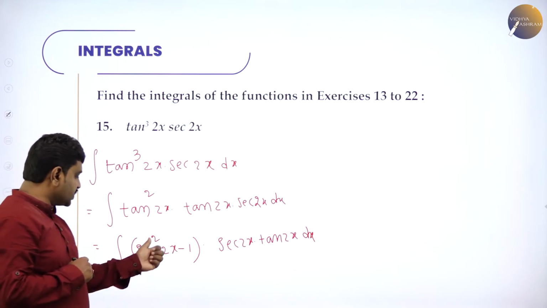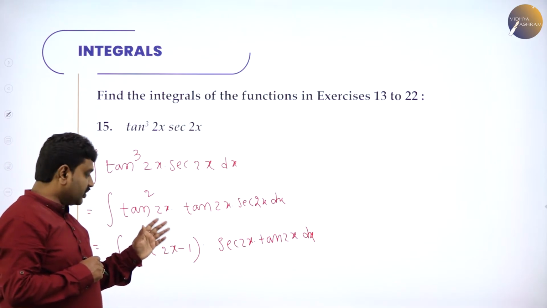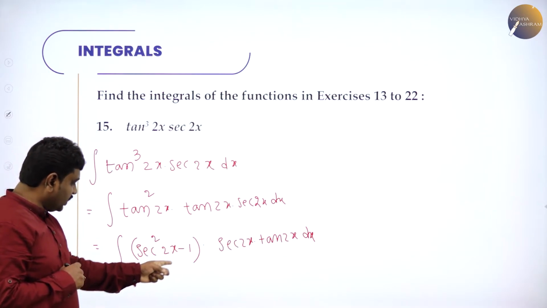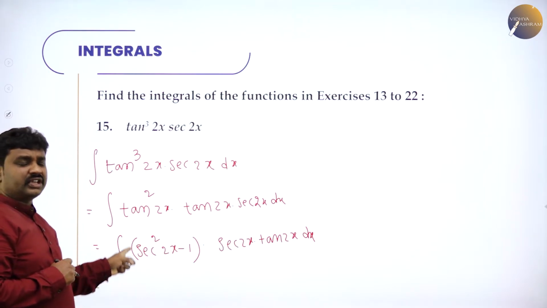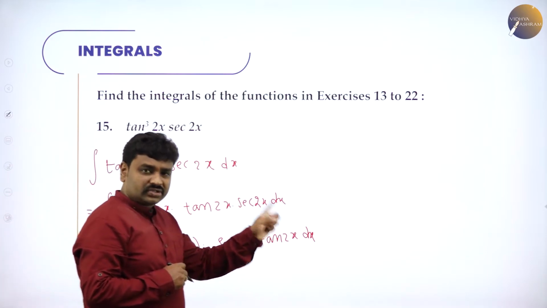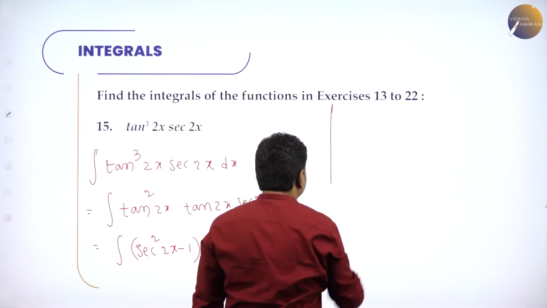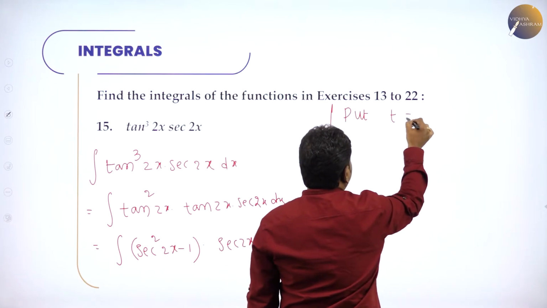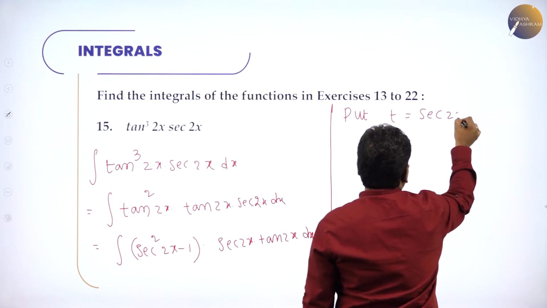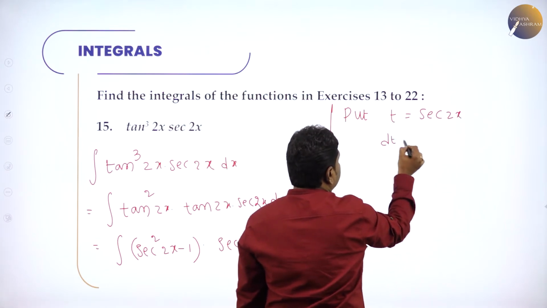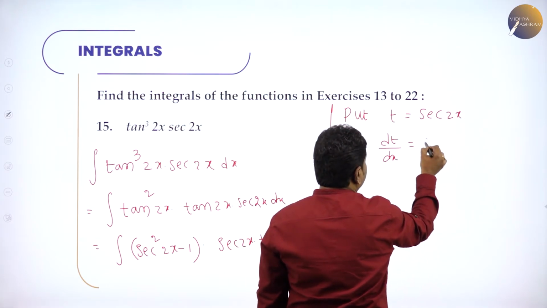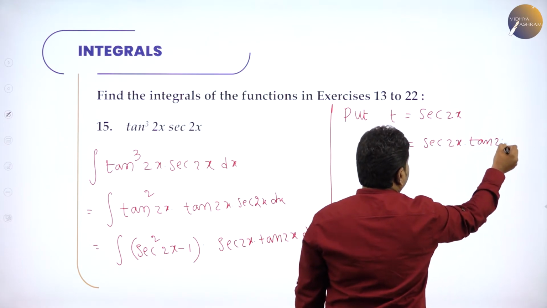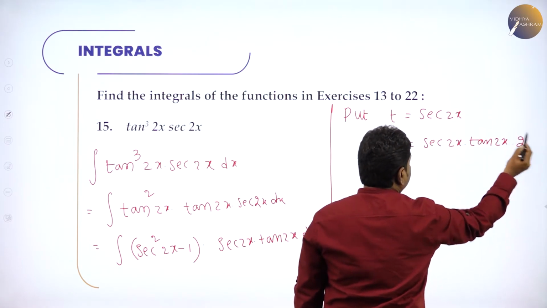If I take secant square 2x as t, after differentiating you will get secant x into tan x, or just take secant 2x as t. What is the derivative of secant 2x? Secant 2x into tan 2x into 2. So now do substitution. Put t is equal to secant 2x. So differentiate. dt by dx is the derivative of secant 2x, which is secant 2x into tan 2x into the derivative of 2x, which is 2, chain rule.